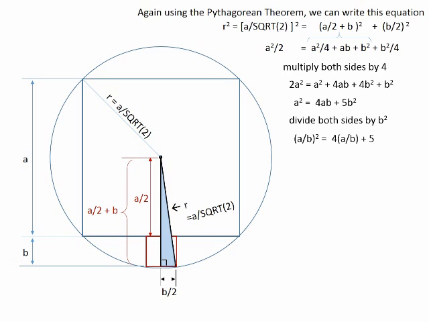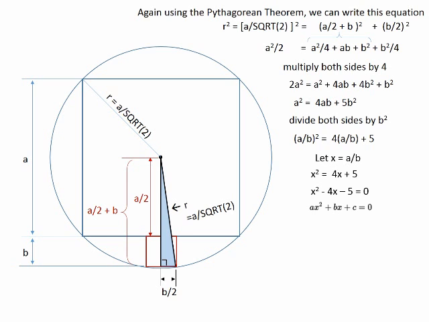Recall that our objective is to find the ratio of the area of the large square to that of the small square, which is a squared over b squared. So if we can find a over b, we need only to square it and our work is done. Let's let x be equal to a over b. So our equation now becomes x squared is equal to 4x plus 5.